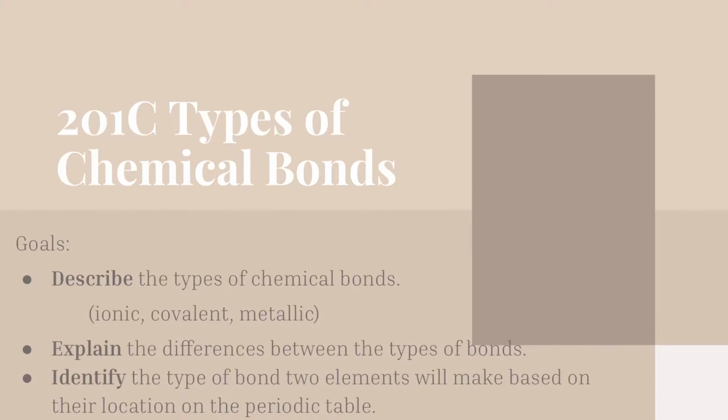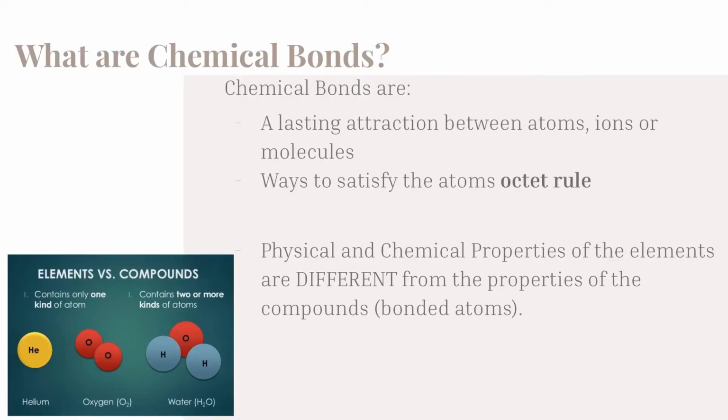Goals for today: you will be able to describe the types of chemical bonds, ionic, covalent, or metallic, explain the differences between the types of bonds, and identify the types of bonds two elements will make based on their location on the periodic table.